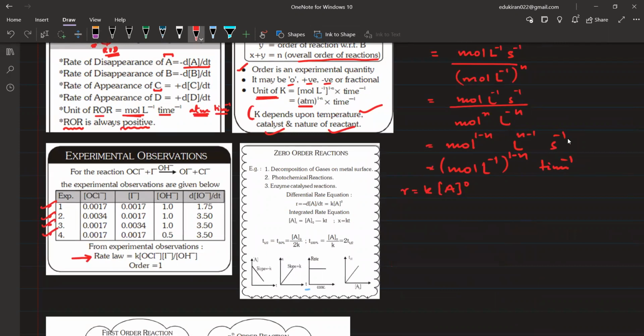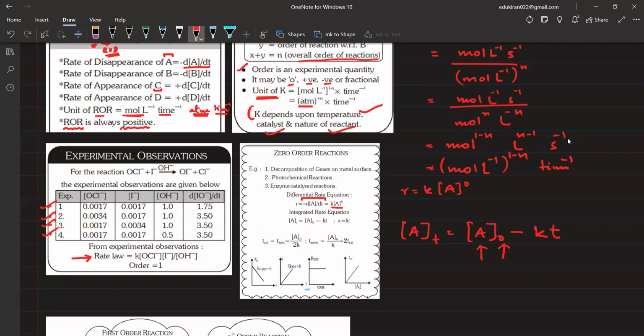See, what are the plots you have to see? Minus dA upon dt, you have already seen that. Right. Now K into A to the power 0. The integrated rate law equation is: the concentration of A at a particular time will be equal to the initial concentration A0, which is the concentration of A at time equal to 0, minus the rate constant into time.